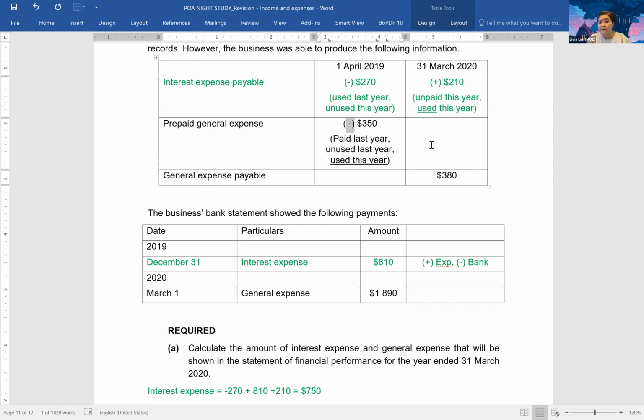You need to record a plus in the current year. You use it this year, so you should record a plus this year. Because you use it this year. Last year never use, this year then you use.